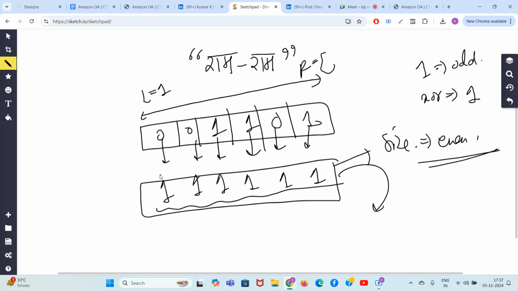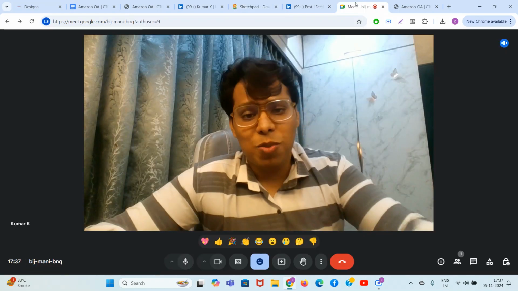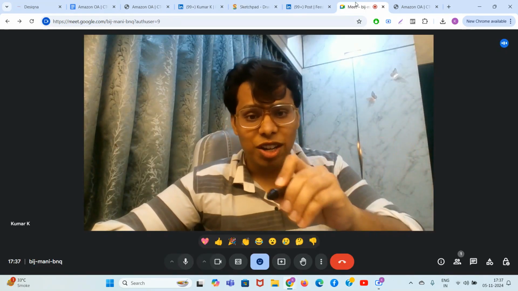So one more time you do the operation, L equal to 1, R equal to end, and it becomes 0, 0, 0, 0, 0, 0. So guys, the problem has been solved if the array has only ones and zeros.